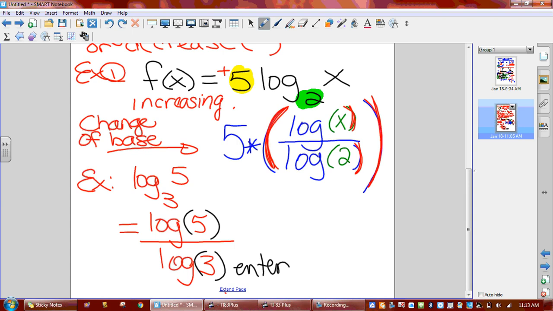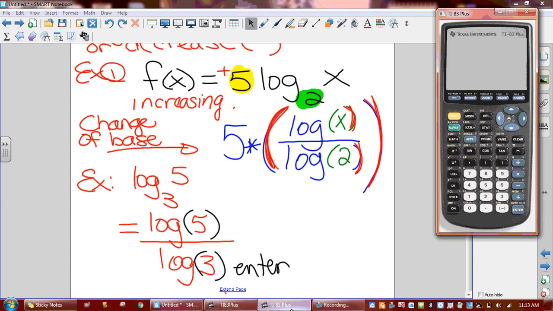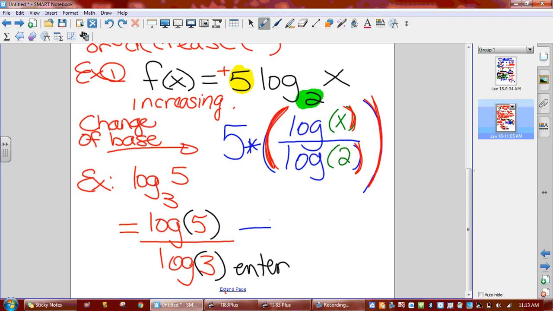Okay, so let's just take a look. We're going to type that in just in our normal regular screen. So log 5 brackets divided by log 3, close bracket, enter. And again, you get a decimal. So we're going to go to 2 decimal places, 1.46. So evaluated, this is going to give us 1.46. So again, if you don't have log base in your calculator, you need to do change of base.